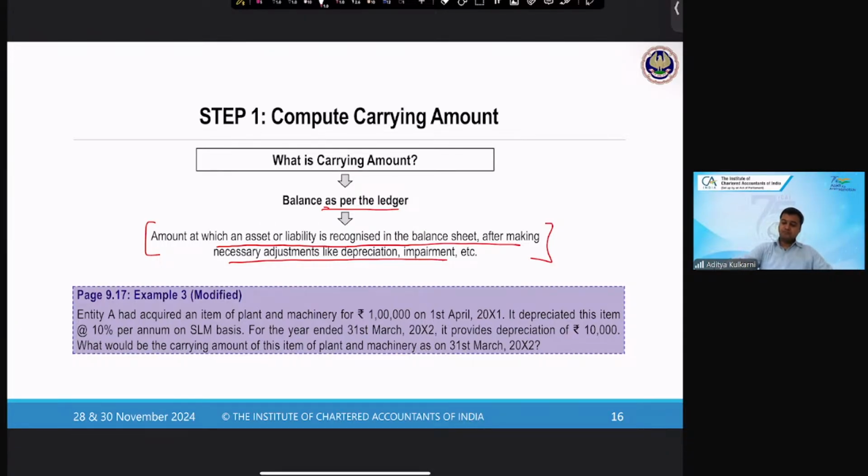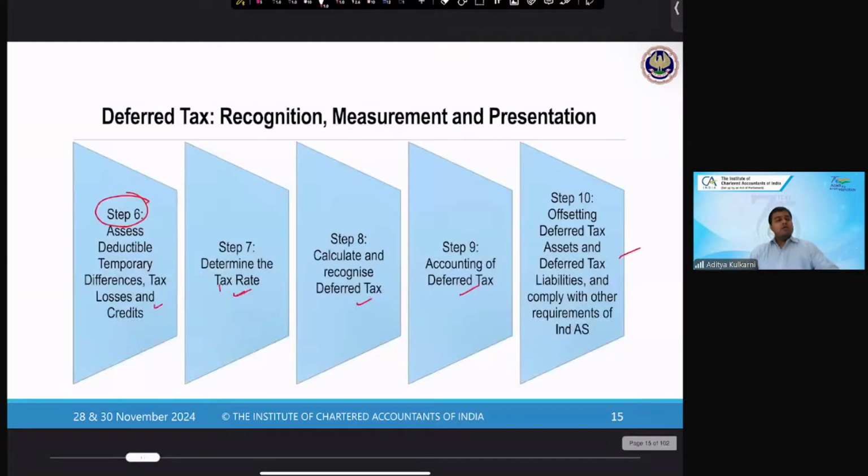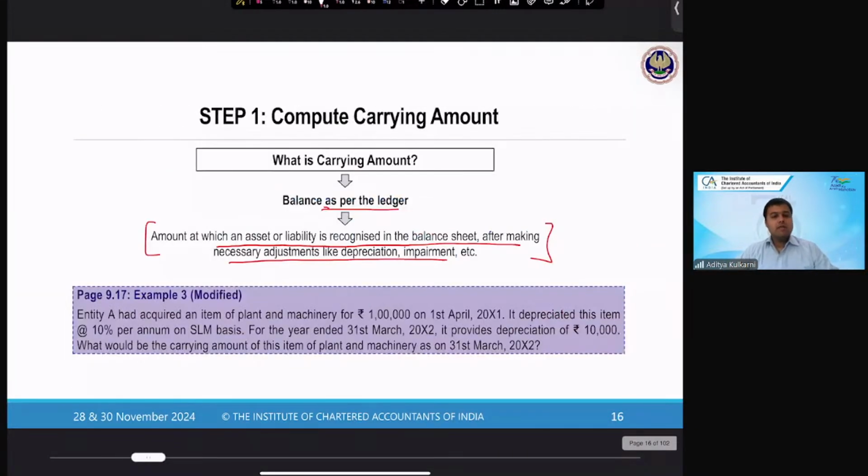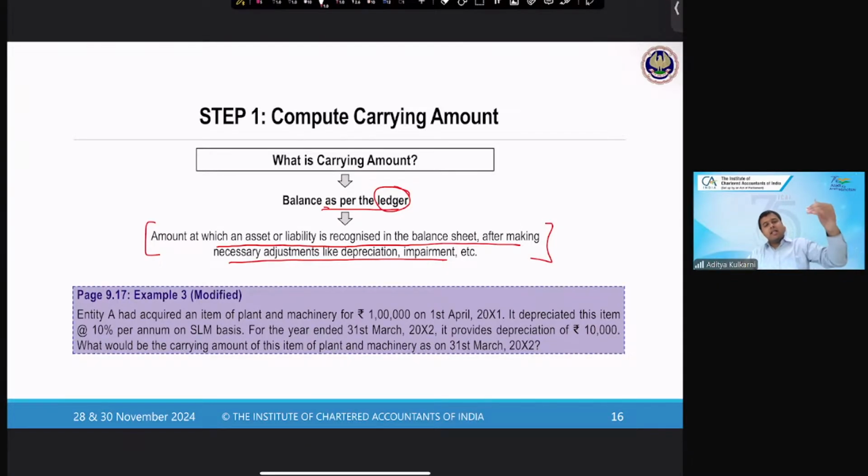Yes. Now, step 1, we move on with determination of the carrying amount. What is your carrying amount? Very simple. It is the balance as per the ledger. Nothing else. We saw in our example 8 lakh minus 1 lakh 60, 6 lakh 40. 6 lakh 40 was your carrying amount. 6 lakh 40 minus 1 lakh 60, 4 lakh 80 became your carrying amount. So it is nothing but the ledger balance.